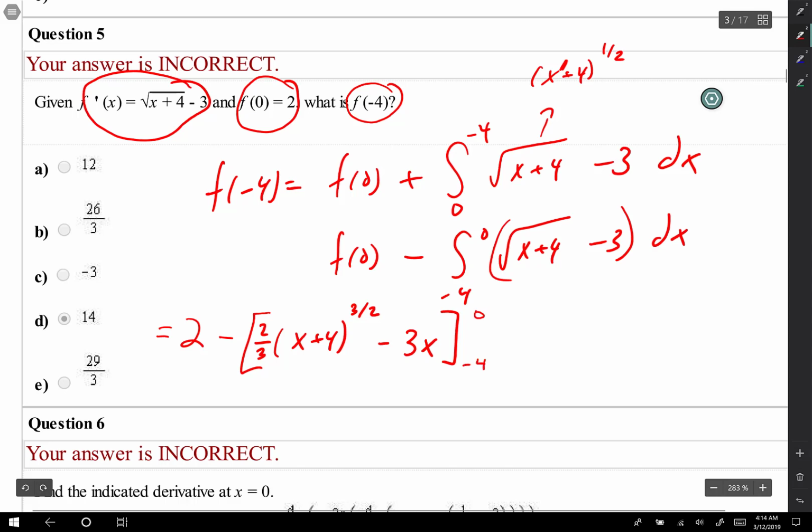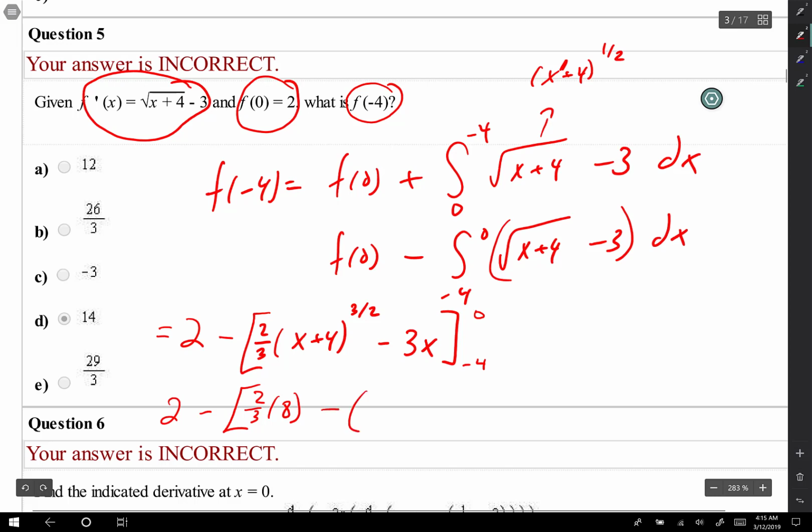Maybe I should have left it how it originally was. No big deal. All right, here we go. So 2 minus, and then here's my bracket, upper minus lower. So I'm going to do the 0 first. So 0 plus 4 is 4. The square root of 4 is 2. 2 to the third is 8. So 2/3 times 8 minus 0. So that's what I get from the top one, the 0.